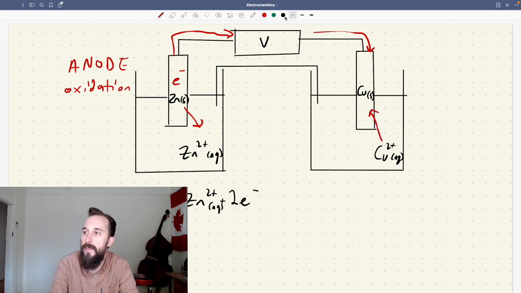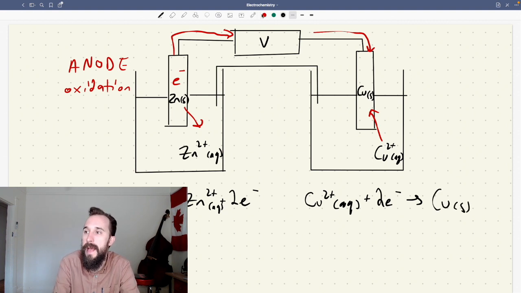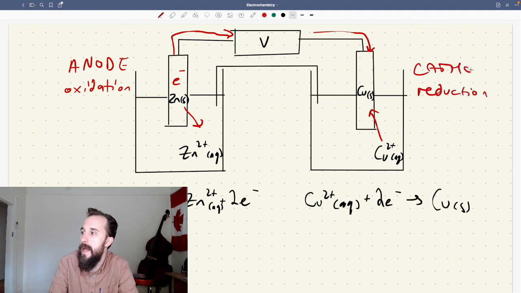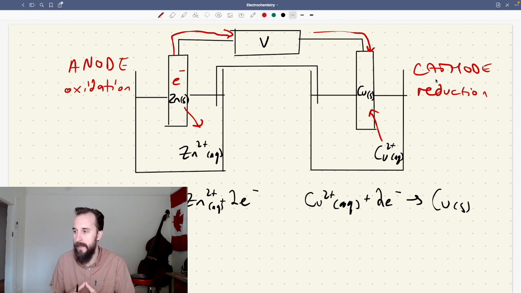So our copper 2+ ions are going to be reduced to the copper metal. Now, this is a reduction reaction, so this is occurring at the cathode, an oil rig cat. Oxidation always occurs at the anode. Oxidation is always loss of electrons. Reduction always occurs at the cathode. Reduction is always gain of electrons.